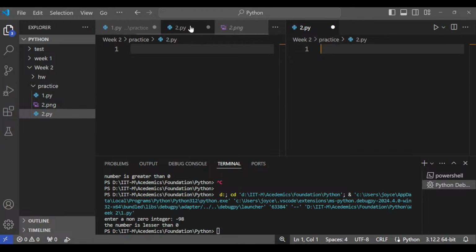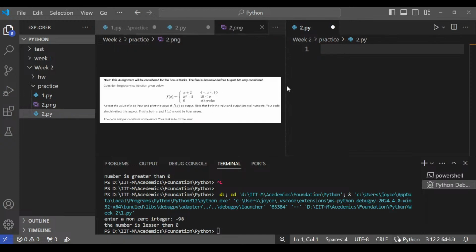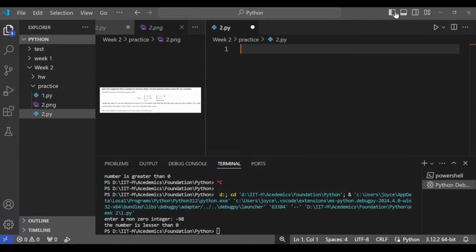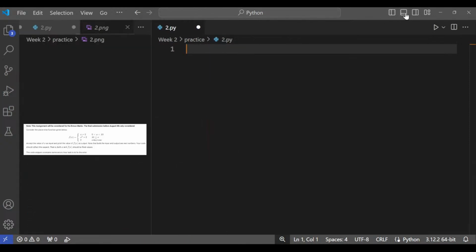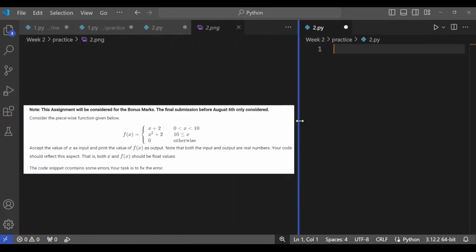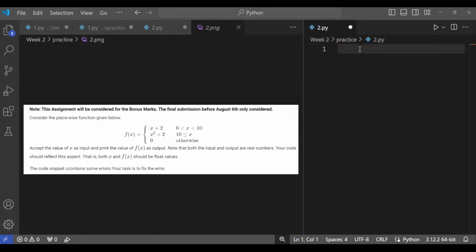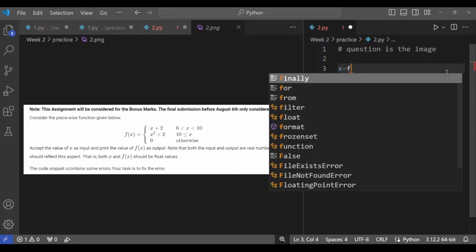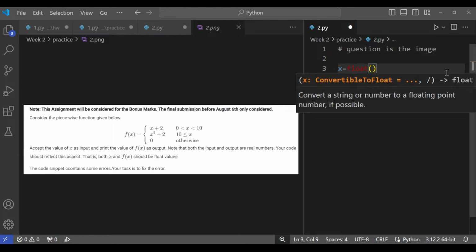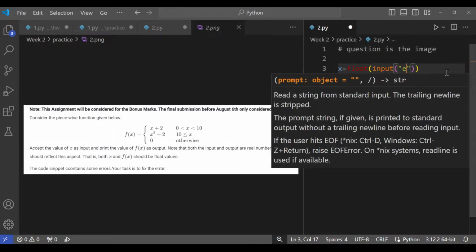I look at the question here, and I will solve. Let me close this for now. I'm on the terminal here. Okay, the question is visible now. So we need to accept x equal to float of input: enter the value of x.